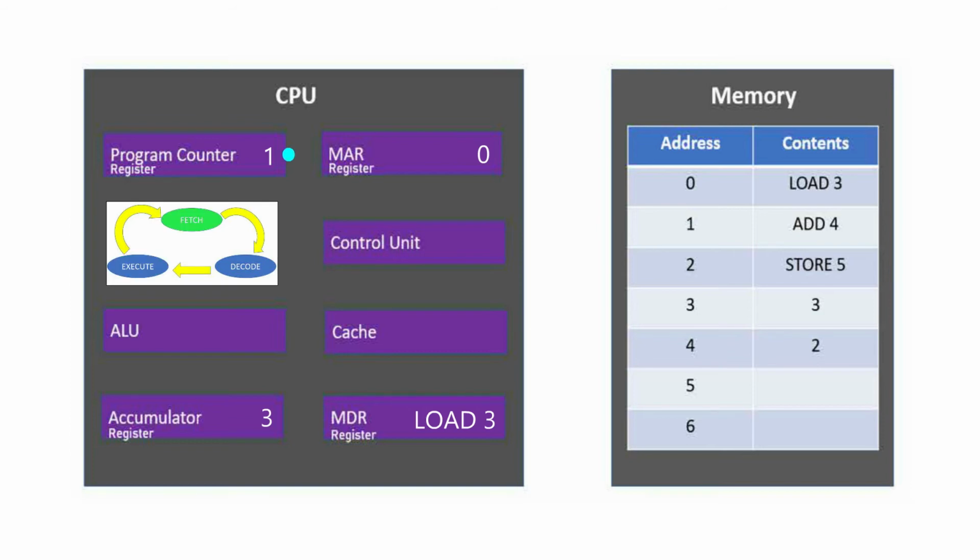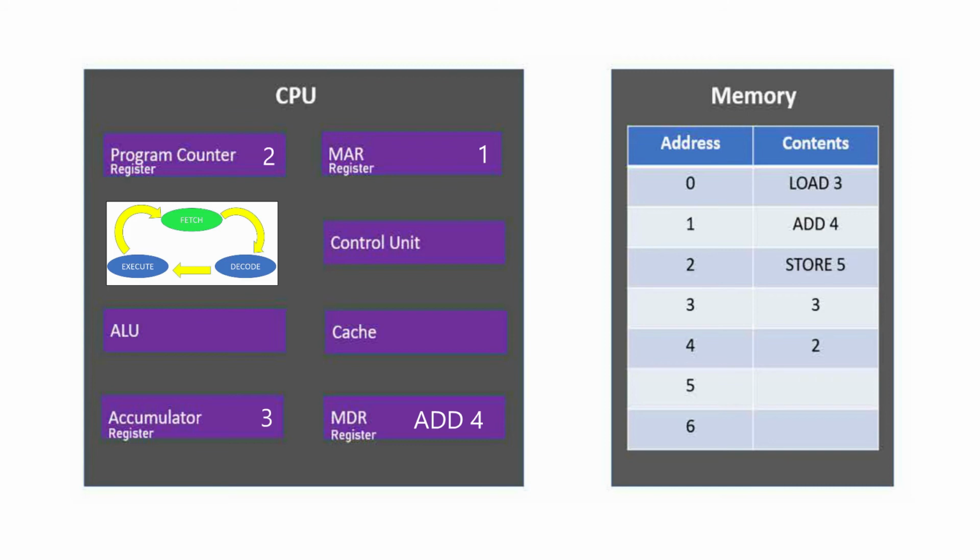The memory address register copies the new address from the program counter, which is 1. The control unit sends a signal to this memory location, 1, and the actual data is transferred to the memory data register. Cache is used to store a copy of this data. This is the end of the fetch cycle, and so the program counter increases by 1.